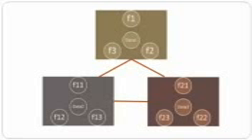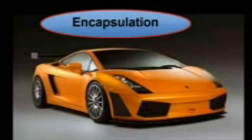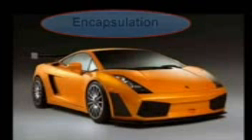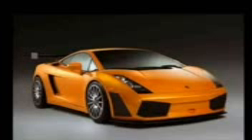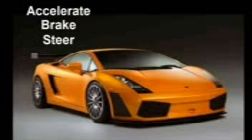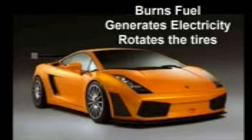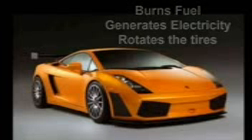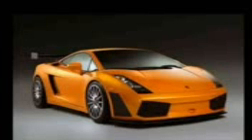Let's discuss the object-oriented concepts: encapsulation, polymorphism, and inheritance. First one is encapsulation. It hides the internal state of one object from others. It conceals the details. For example, to drive a car, we need to know how to accelerate, brake, and steer. Car does not have to tell us about how it burns the fuel, generates electricity, and rotates the tires. That information is hidden from the driver when all he wants to do is to drive to a destination.